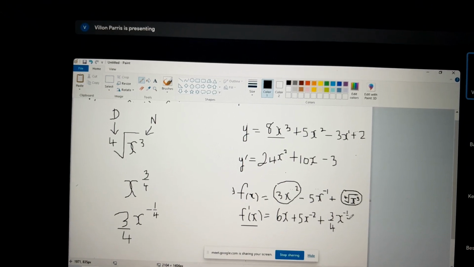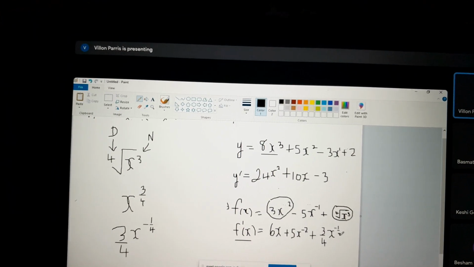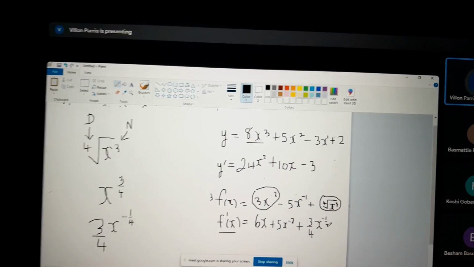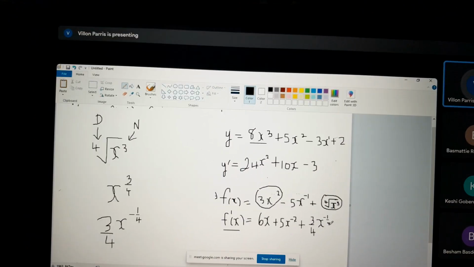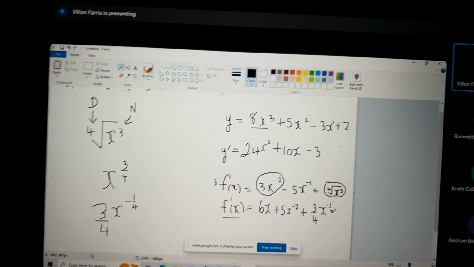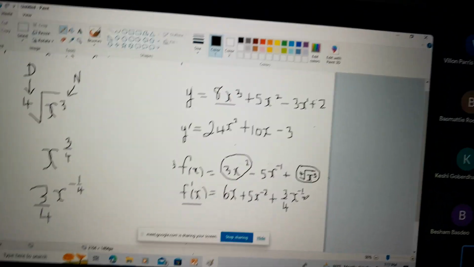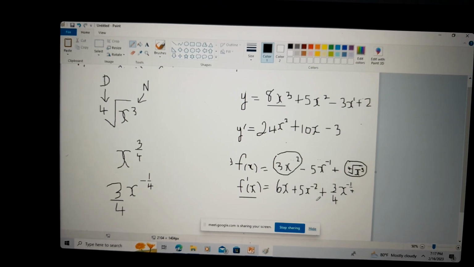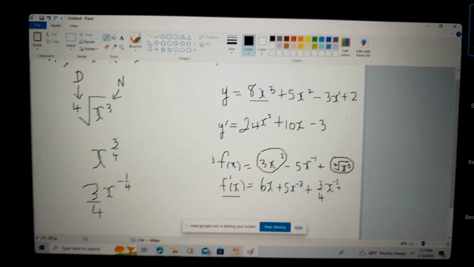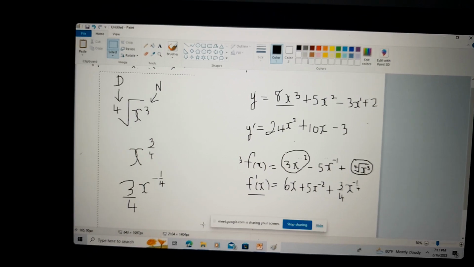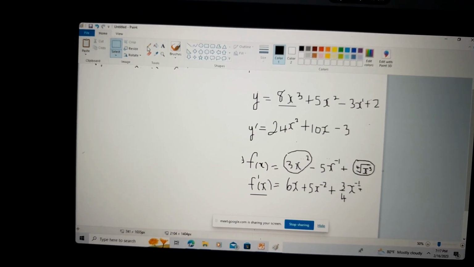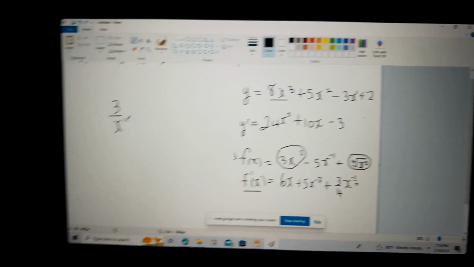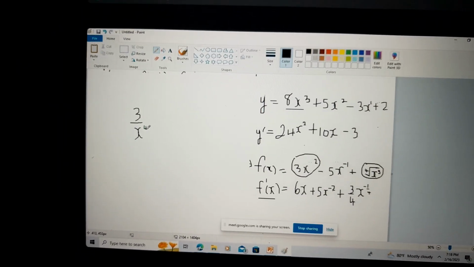This can be written a little differently, but I'm not going to labor on this. Basically, this is what your answer should look like. Any questions concerning this? Sir, can it also be written as 3 over x to the 4th? All right, let me see if I understand what you're saying. So you're saying it could be 3 over x to the 4th power. Yes, sir. Or the negative 4.